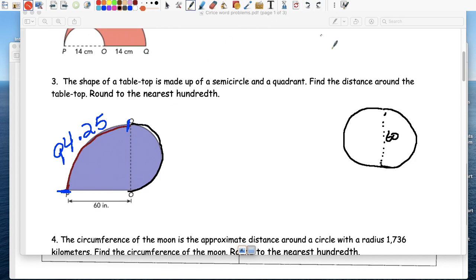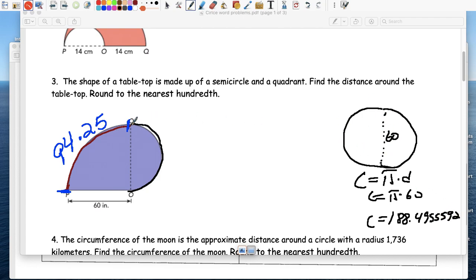So circumference again, if I were to walk around this whole circle, would be pi times d, or C equals pi times 60. 60 times pi, enter, equals 188 point. So again, the full lap would be 188.49555592. I'm not interested in the full circle. I'm only interested in what? I'm only interested in half, which is half of that. So I'm going to divide that by 2. And I get, in my calculator, that this stretch over here is 94.25 rounded.